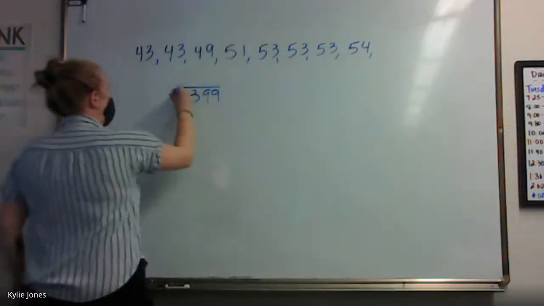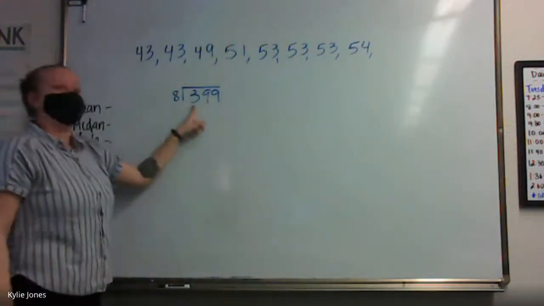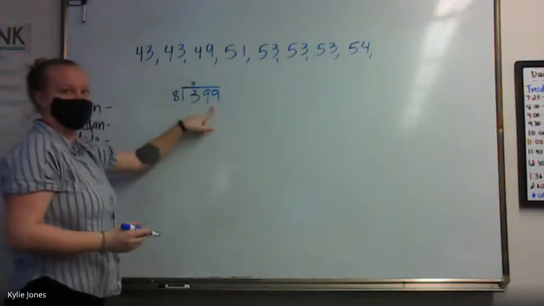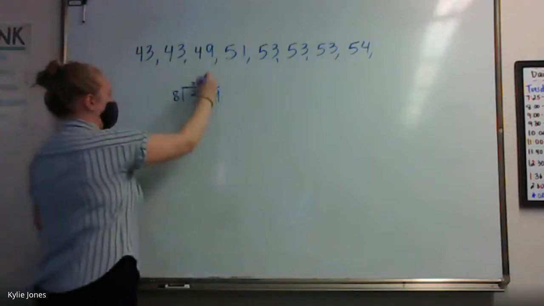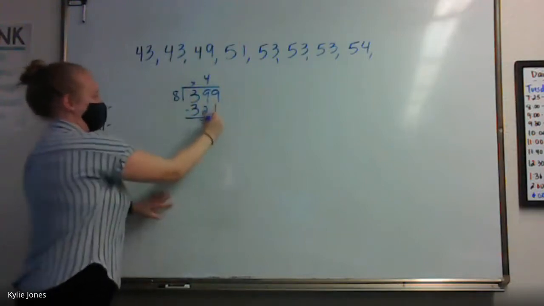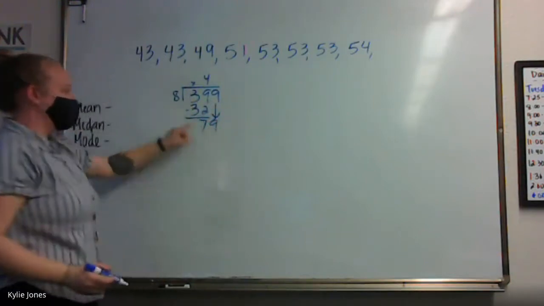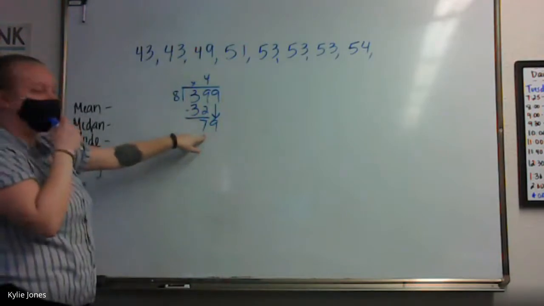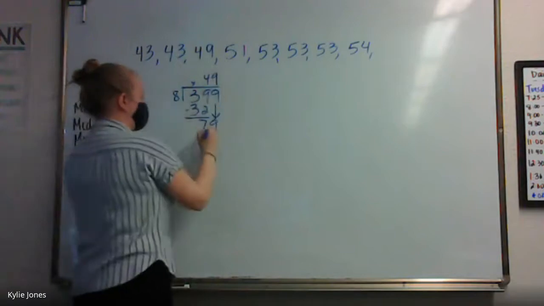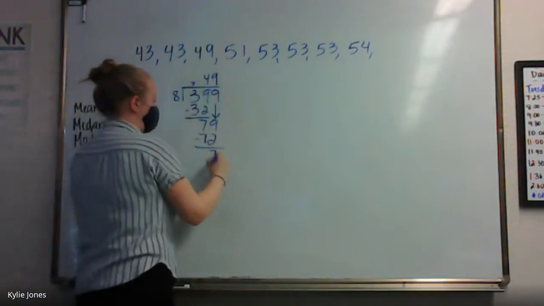Good. Does 8 go into 3? No. Does it go into 39? How many times? 4 times, which is 32. We subtract and get 7. Drop down our 9. Does 8 go into 79? Yes, 9 times, which is 72. We subtract and get a 7 again.